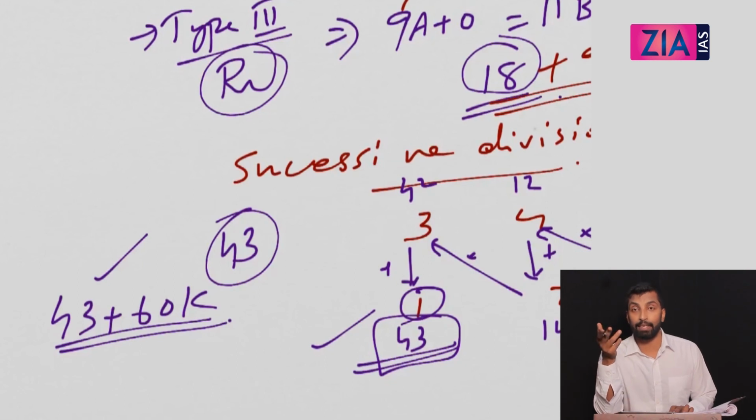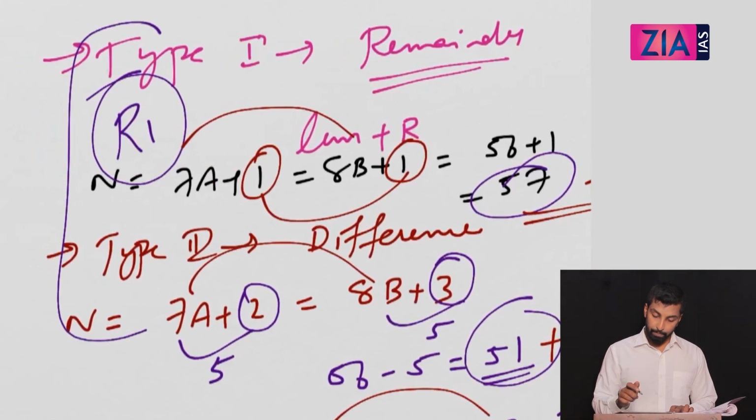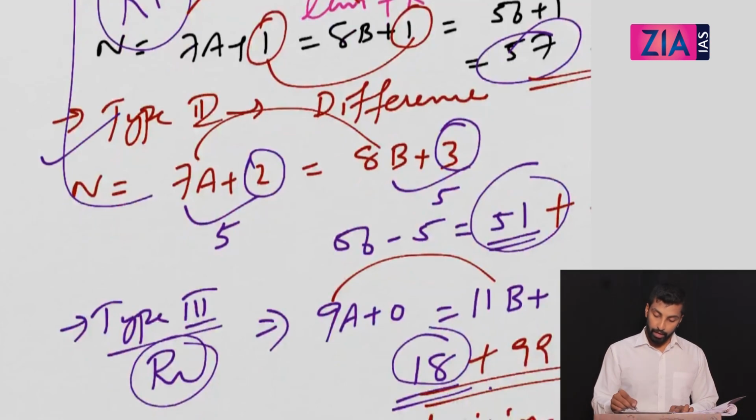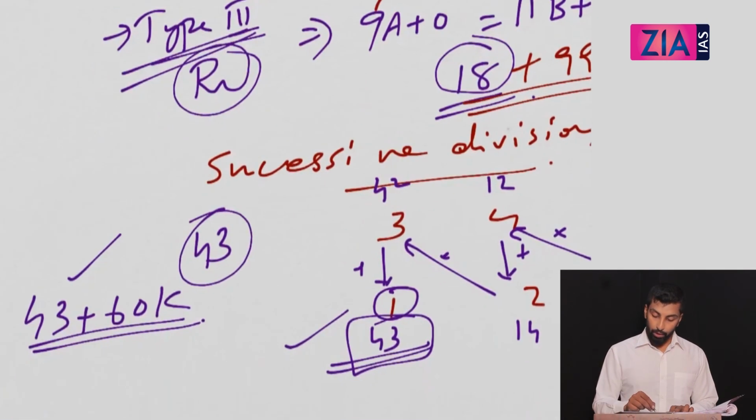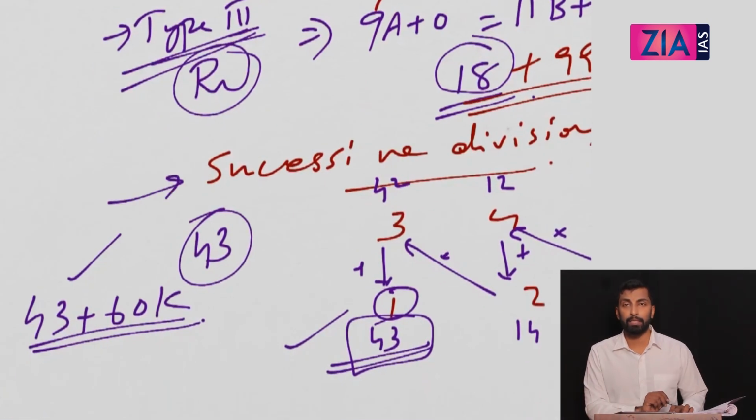Forget about SSC or IBPS. I am discussing at a much higher level. So first type, remainder is same. Type 2, the difference between divisor and remainder is the same. Type 3, nothing is same, that's your round 2. The fourth type is successive division. I hope this much is clear for all of you.